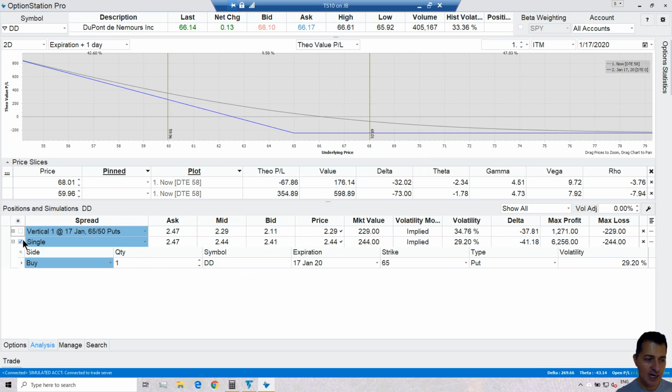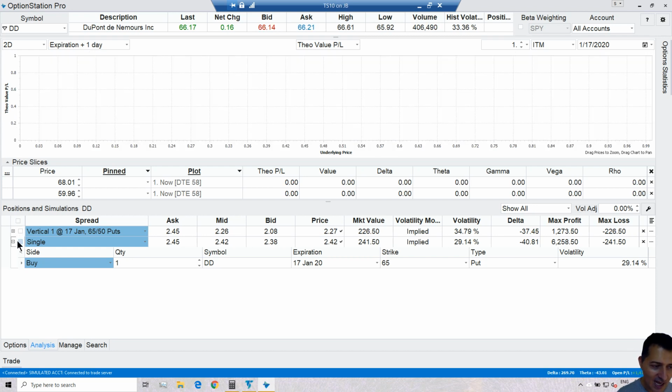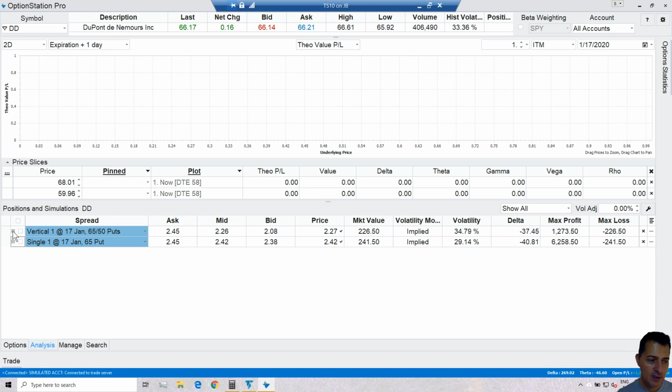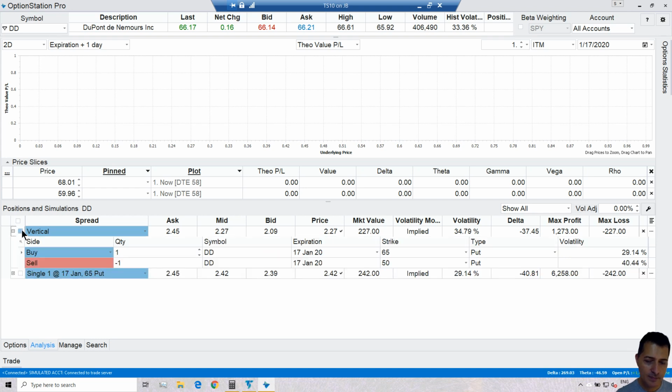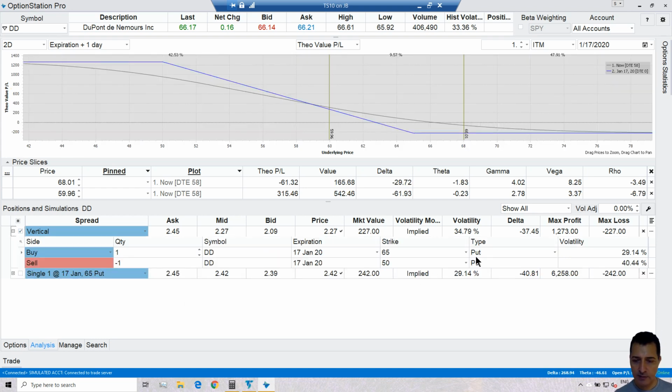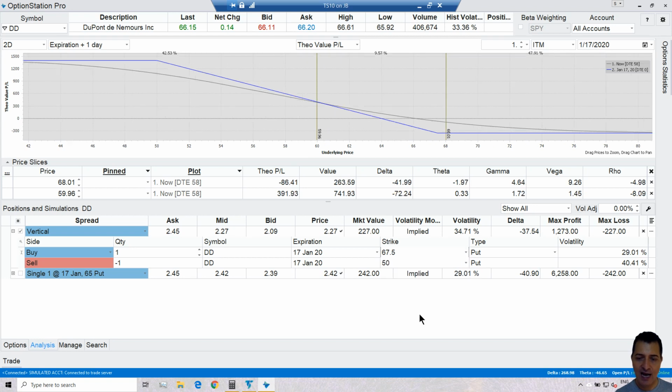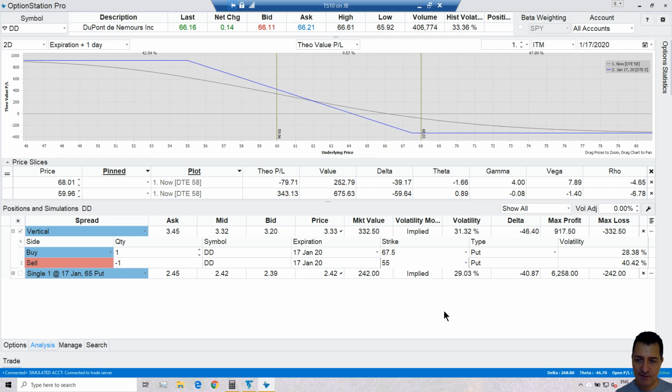And certainly if I was to pick between the vertical and the single put, I would do the single put, okay, based on everything I just said. But I want to give the vertical one more chance, which is, okay, what if instead of using the 65, what if I was to go back to my original 67.5? Okay, could I find a setup with the strikes, maybe 67 and 55?